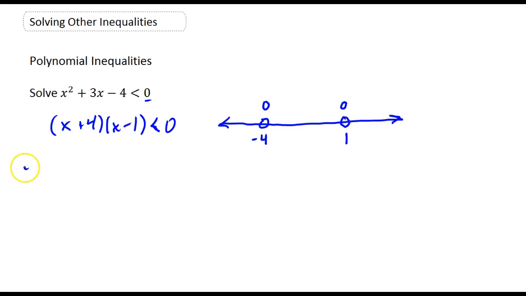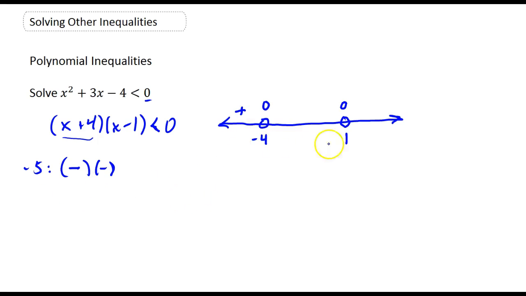So let's pick -5. Okay, if I put -5 into this first factor right here, I'm going to get -5 plus 4, which is negative. And then -5 minus 1 is also negative. And a negative times a negative is positive. So any point to the left of -4 will give me a positive result.